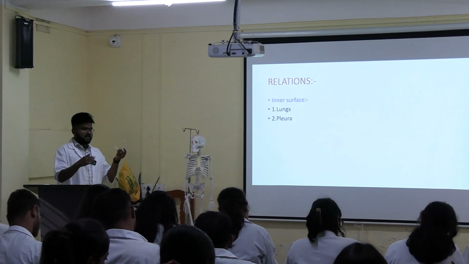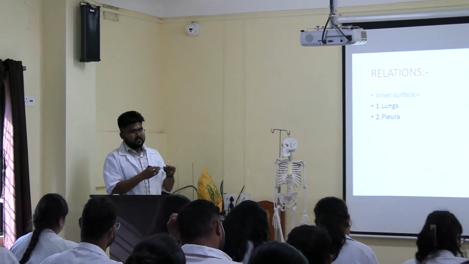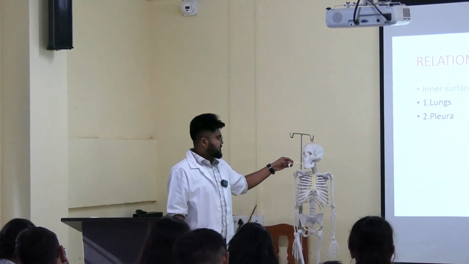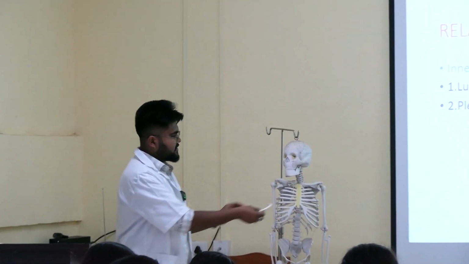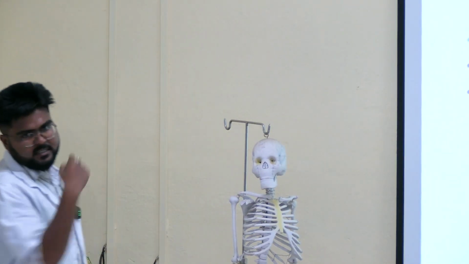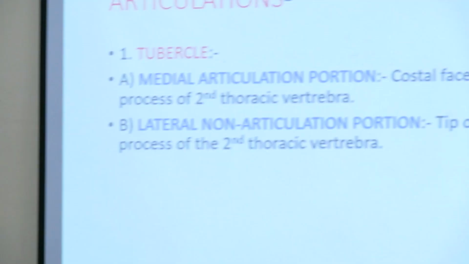Now the relations. The inner surface, always remember, see here the relation of the inner surface. What structure is present? Lung, mainly covering your lungs. Okay, so this is the relation of your inner surface mainly. Then next is your articulation.